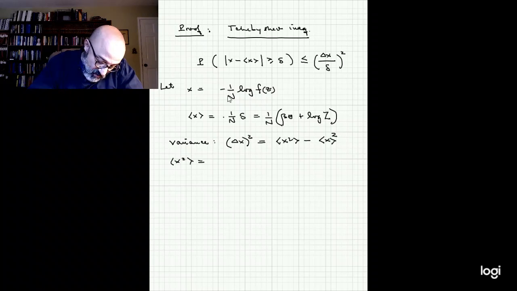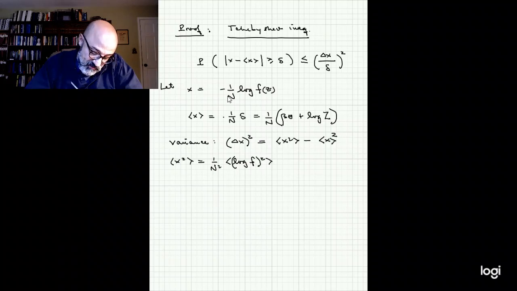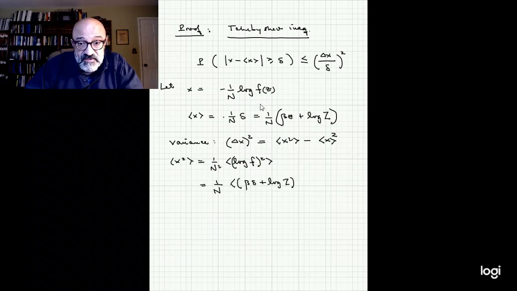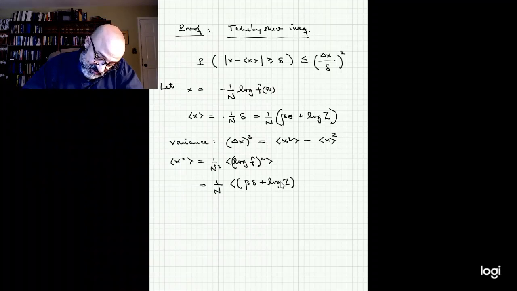So it's going to be 1 over n squared, the expected value of log f squared. And we have an expression for log f. It's going to be beta e plus log z. That's just the exponent of the Boltzmann distribution, minus beta e, and then there is the normalization factor. All of these have minus signs, but we are squaring.